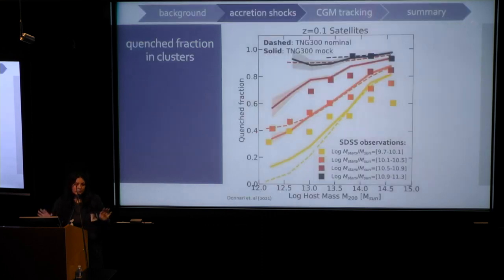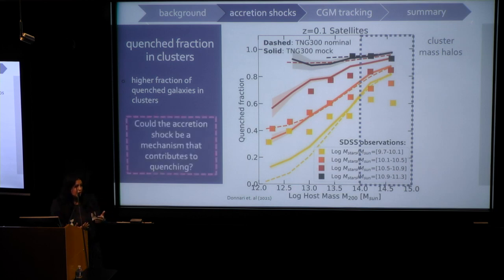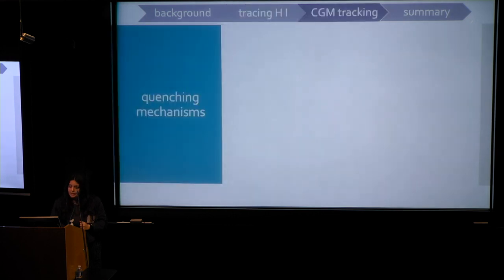So another very important aspect of clusters is that they contain a very high amount of quenched galaxies. It's known that there's a higher fraction of quenched galaxies in clusters. You can see here, this is work from Donnari et al. The solid lines are from simulations from TNG300, and the points are from SDSS observations. The whole point of this is essentially just to show that cluster mass halos contain the highest amount of quenched galaxies. So this made me think, could the accretion shock somehow be a mechanism that's contributing to quenching in the cluster environment? Is there a relationship between those two? So my project here has been focusing on that.